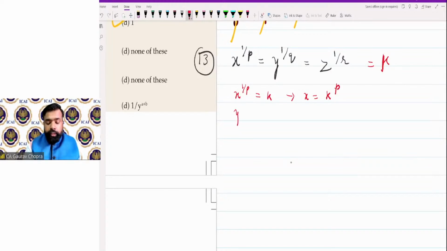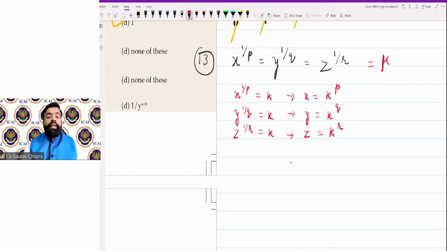Similarly, if it is y to the power of 1 by q, इसको आपने k से इक्वेट किया, 1 by q will go on other side and become q. So y is equal to k to the power of q. Then similarly z to the power of 1 by r, ये अगर k के इक्वल है, then z is equal to k to the power of r. So in this way, we have got the values of x, y, and z.